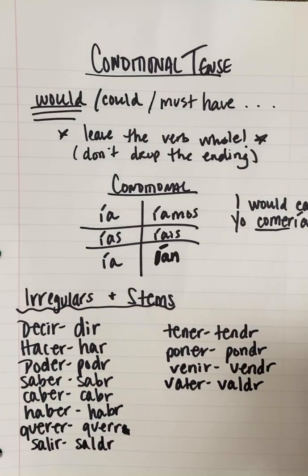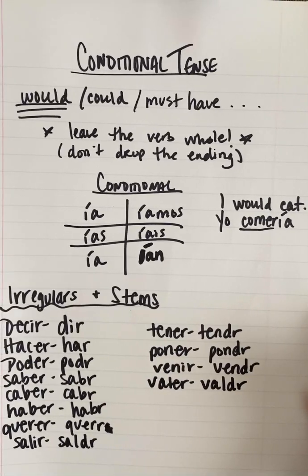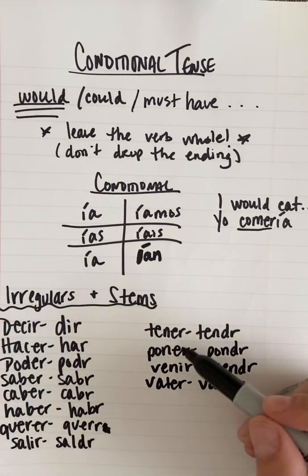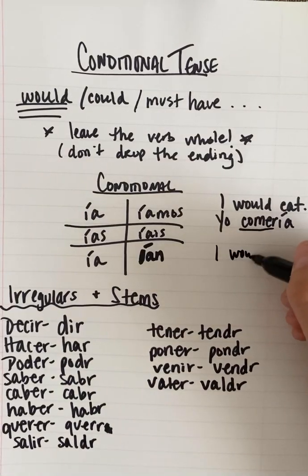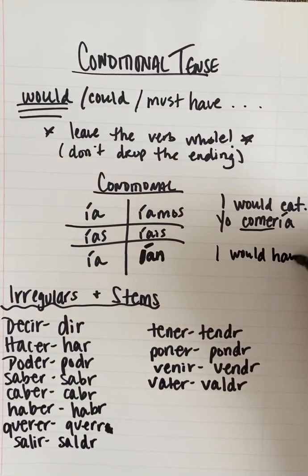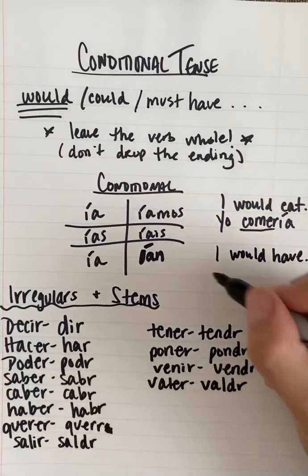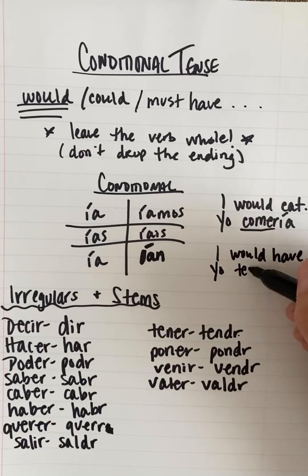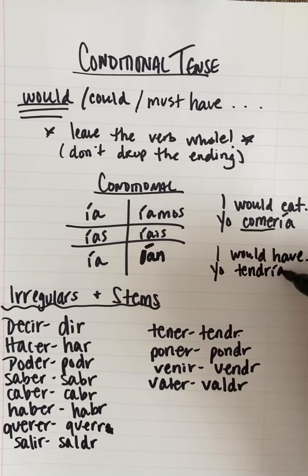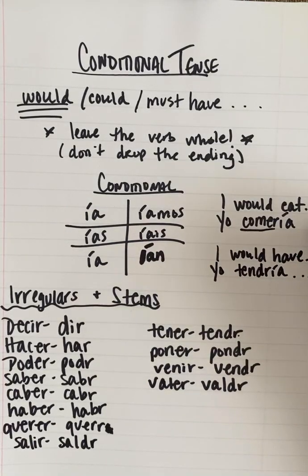Okay? So, for example, if I wanted to say, I would have, yo tendría. That's all there is to it for conditional tense, folks. It's short and sweet and to the point.